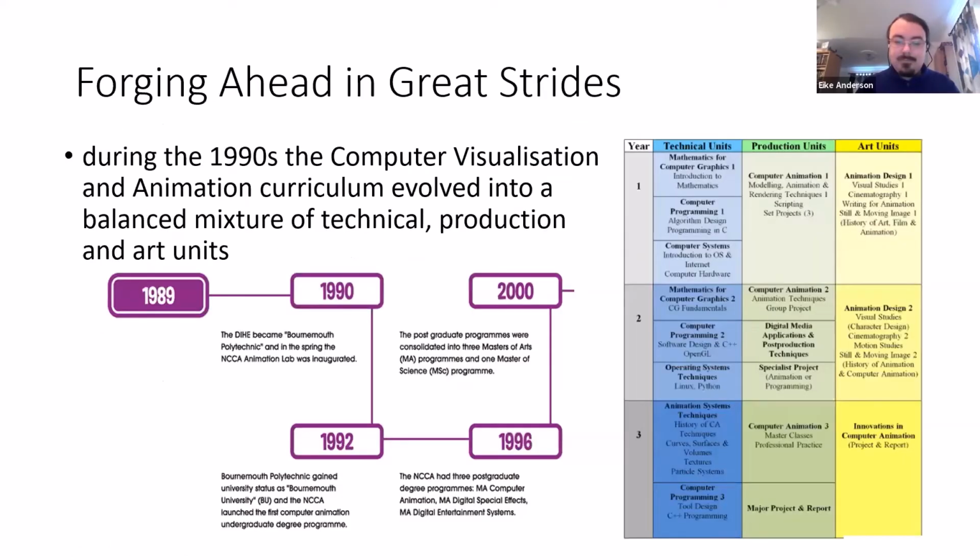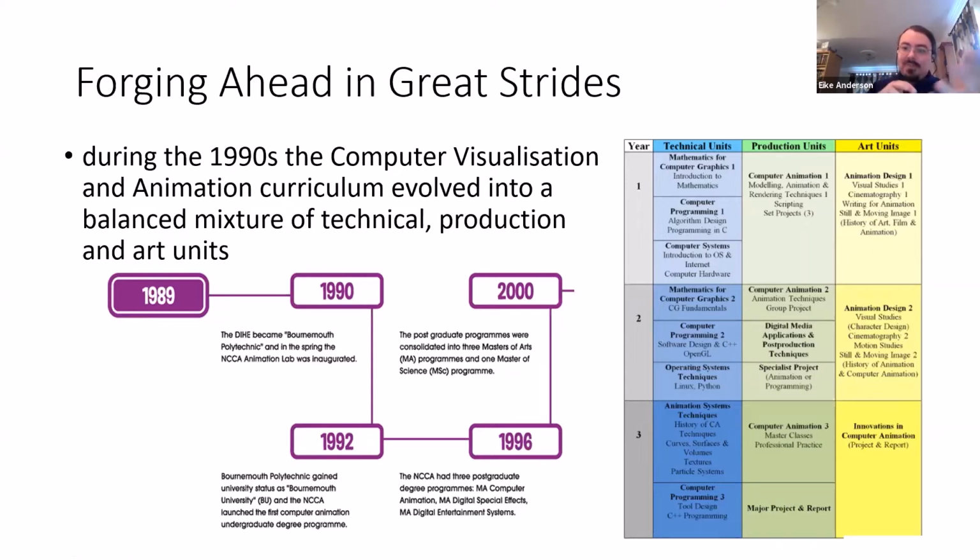So that gets us to the end of the first decade, around when I first joined in 1998, so just before then. This is the way the course looked when I joined. After a decade of evolution, this is how the undergraduate degree ended up. We had these three streams.